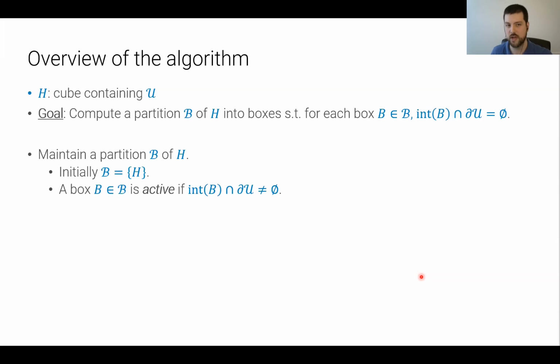So again, initially we'll start off with just this cube h. The space around h can be easily decomposed, so that we can focus on just h that bounds the union. And we'll denote a box in this partition that we're growing to be active if there's still work to be done. That is, the interior of that box is indeed intersected by the boundary.